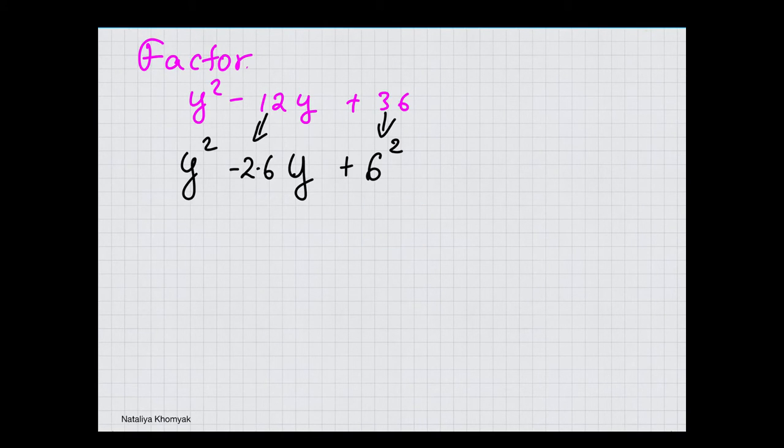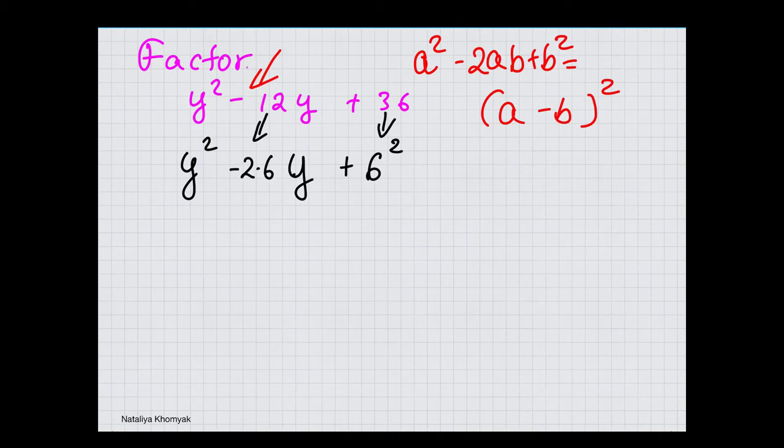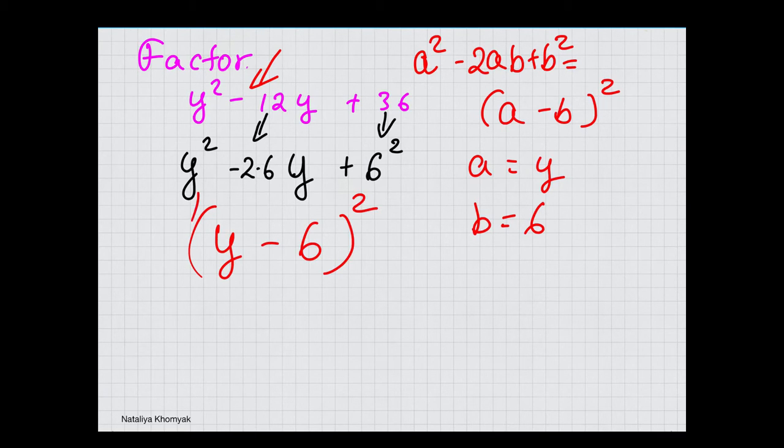This time we're going to use a to the second minus 2ab plus b to the second equals a minus b to the second power, because the middle term was negative. Here a is y, b is 6, so this thing factors into y minus 6 to the second power, and this is my solution.